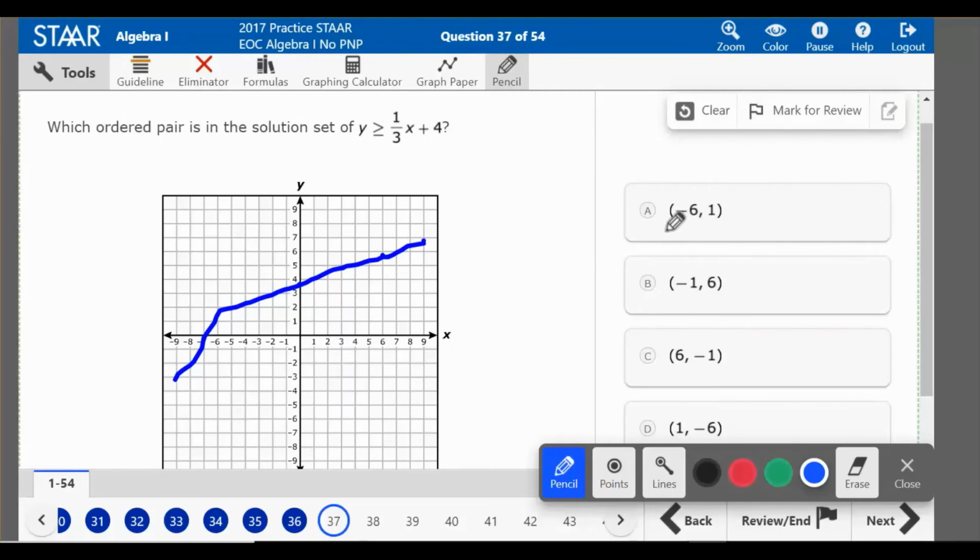So let's look at the points. (-6, 1) doesn't really fall in the line, because the line goes like this. I kind of just messed up here. So it's not A. B, (-1, 6): that indeed does fall in the line, so it's a maybe. Let's double check. (6, 1) and (6, -1) are not in our line. (1, -6) is not in the line. So our answer is B.